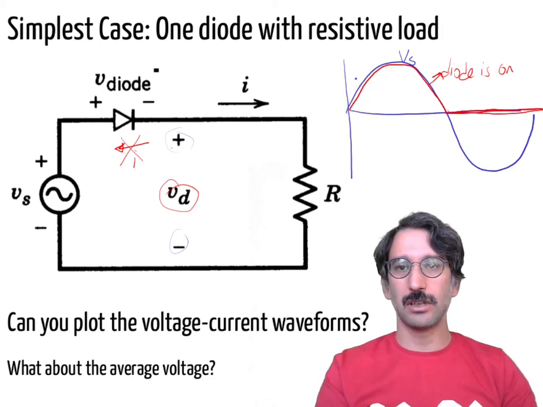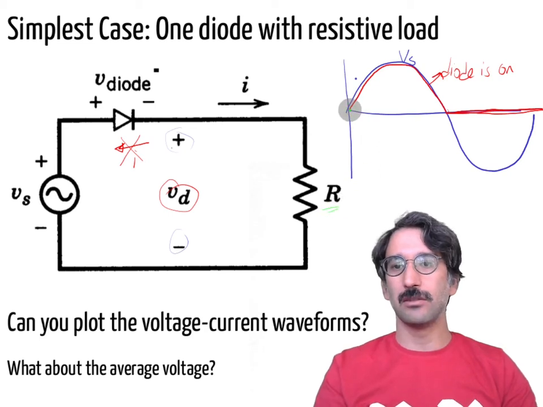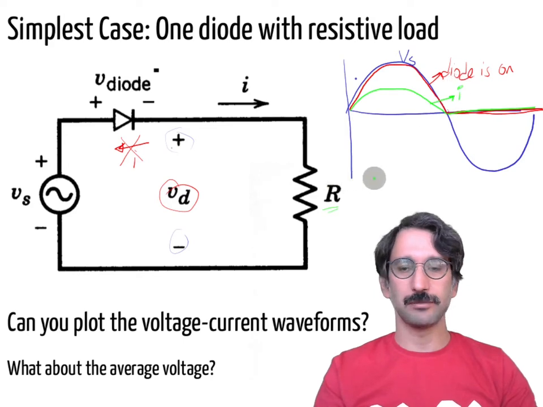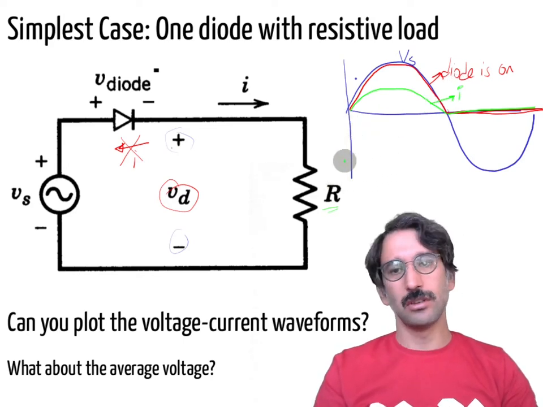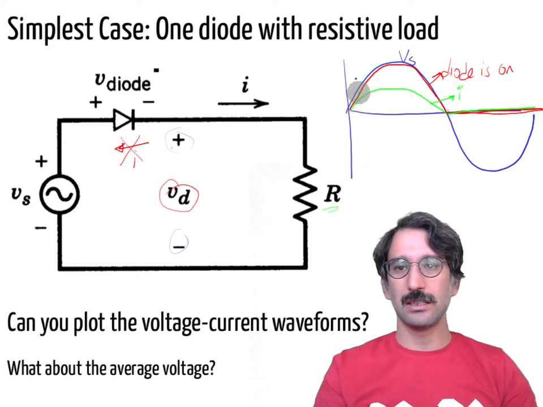And for current, since this is a purely resistive load, the current will be in phase with the voltage, and let's say this is your current. Okay, so this is what you can achieve. This is basically not a full wave rectifier, but a half wave rectifier. It is only rectifying half of that waveform.